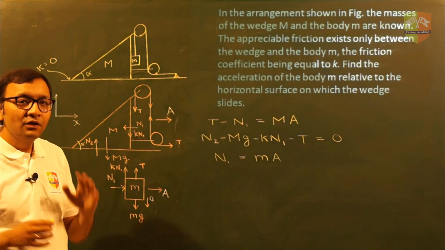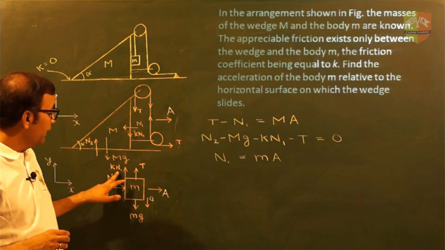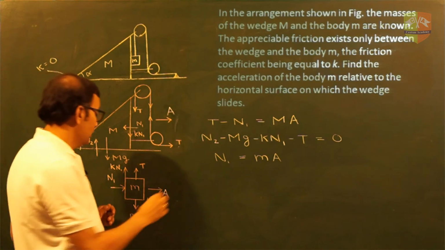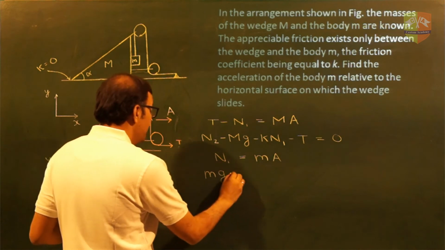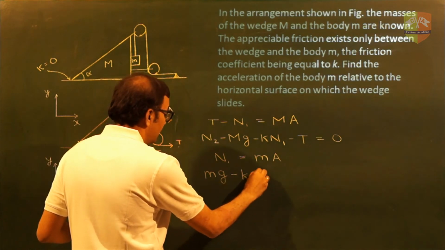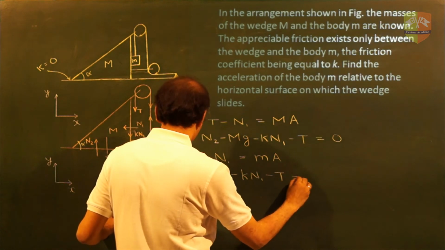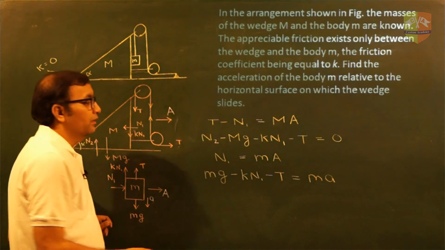Along the y-axis, what are the forces? Along the y-axis we have mg, kN1 and tension, right? So mg minus kN1 minus T should be equal to mass times acceleration, right?